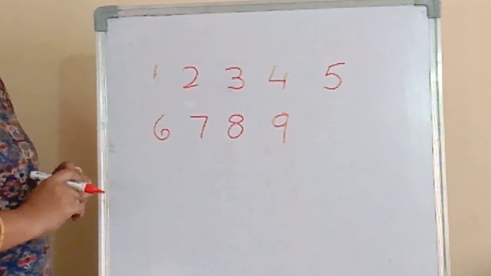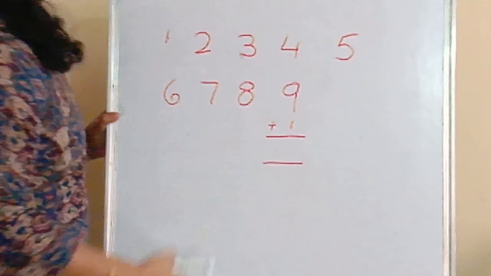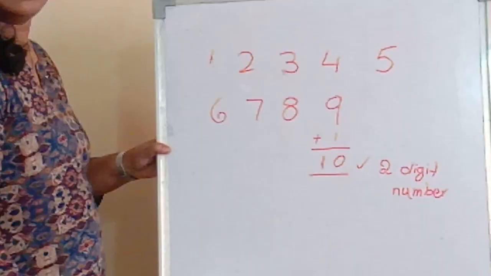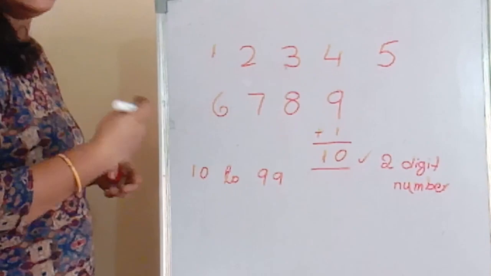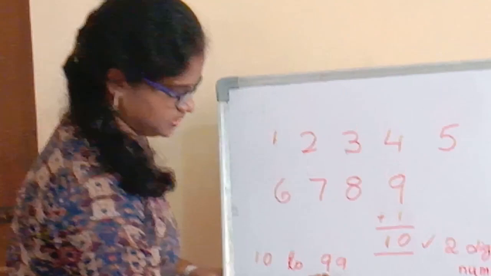So next, see the 2 digit numbers. So we are going to add plus 1 here. So 9 plus 1, we are getting 10. This is a 2 digit number. So from 10 up to 99. So 10 or 11, 12, 13 or 20, 30, 40, 50, whatever it may be, up to 99, all these are 2 digit numbers.